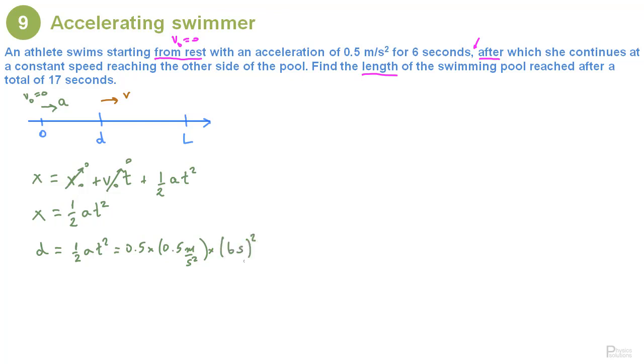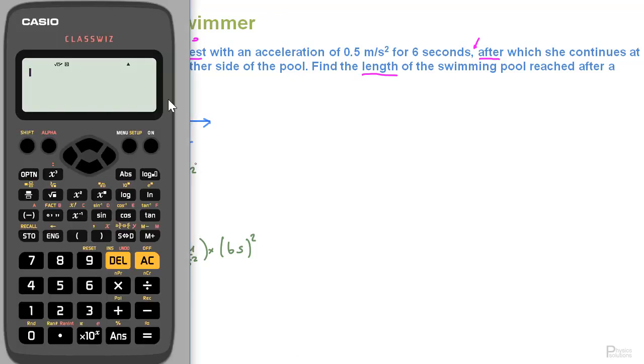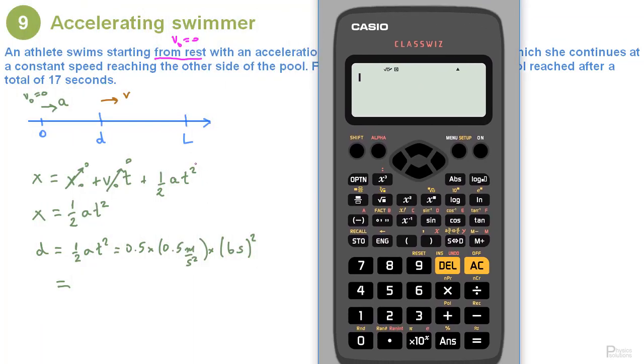squared. As usual, the seconds squared will cancel, and since we're looking for a position, we're going to get the result in meters as expected. We can plug these numbers in the calculator. Let me move it a little bit to the side.